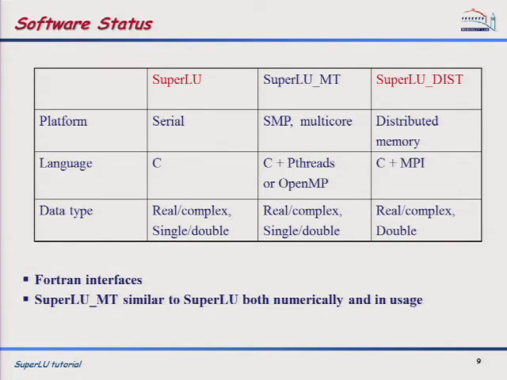What is the status? There are basically 3 implementations of SuperLU. It doesn't mean that, for example, the distributed version is just the parallel porting of the sequential one. There are differences in the algorithms. But those are the 3 versions. There is the sequential version, the serial one, basically written in C. Then there is the multi-threaded version.